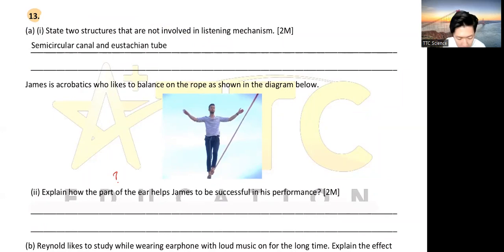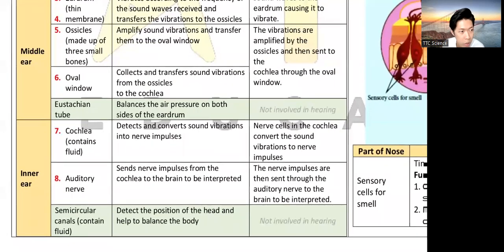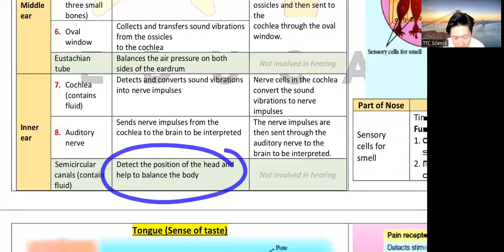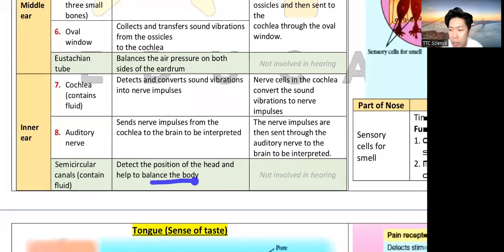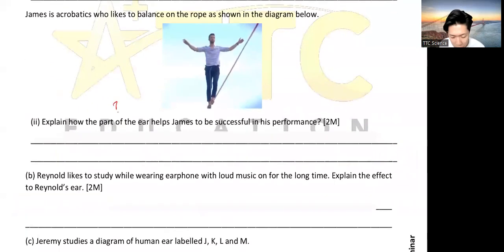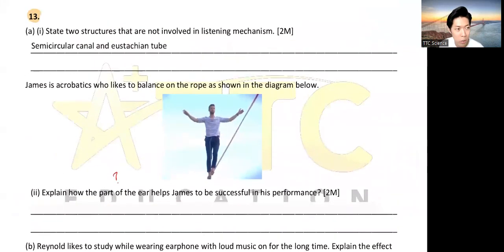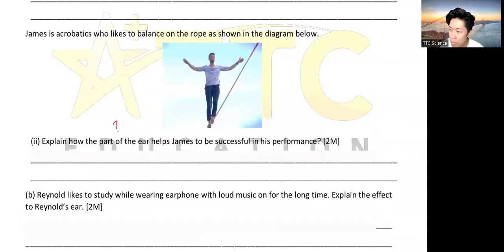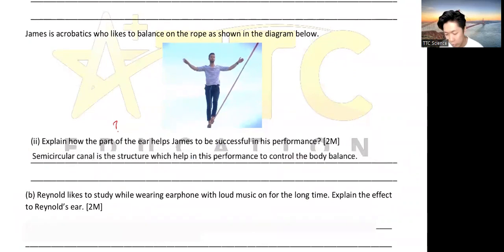Then second is to answer how that helps. So functional. What's the function of semicircular canal? This one, right? As long as you talk about balancing the body, you should be able to get the second mark. So first mark, please mention the part like semicircular canal. Then second, you want to talk about the function. Or you can also do a sentence. I'm not stopping you from forming sentences. So like semicircular canal, first mark is the structure. Then I copy the answer.